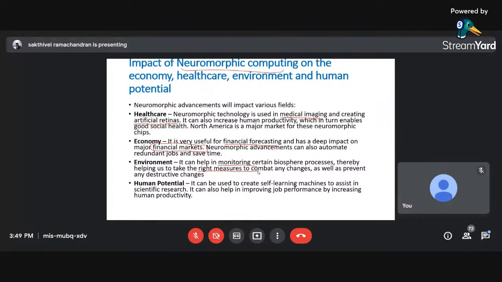Human potential, basically for self-learning machines, to create self-learning machines and incorporate that in the robots and use it in places where human approachability is very, very less, particularly in the polar regions, the South Pole and North Pole regions, where you have extreme weather conditions which are not conducive for human beings. Definitely this could play an important role there.